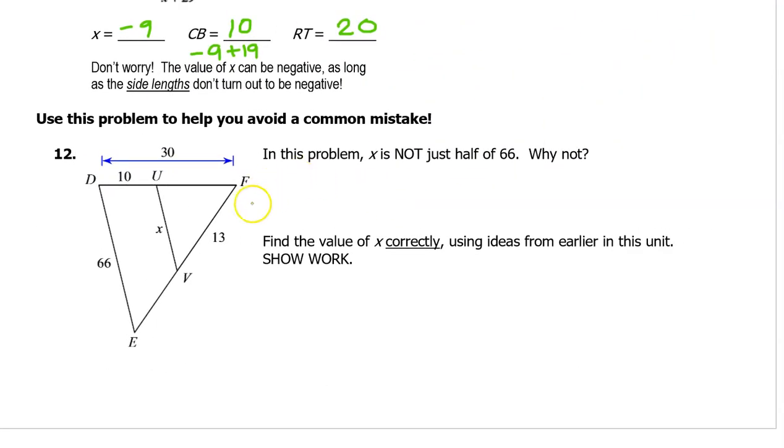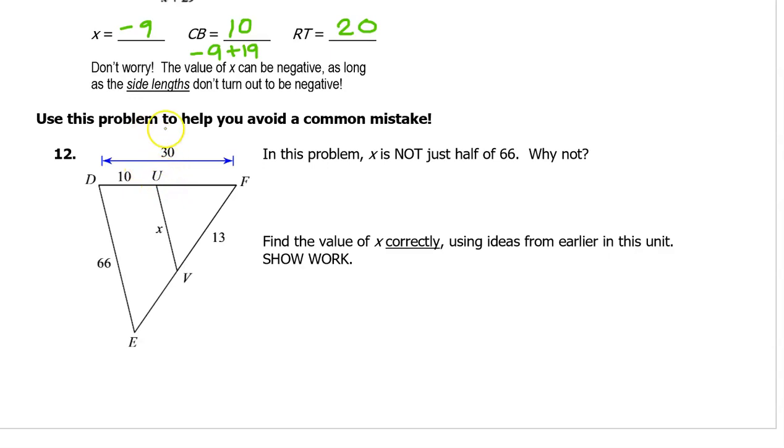All right, what about number 12? One thing we have to watch out for. These are not midsegments anymore. So we cannot use any of the information that we've been doing so far in this lesson. We need to do something different. So I'm using this problem to help you avoid a common mistake. You see how similar this is to the problems that we've been doing. So you really have to pay attention to the fact that this is not a midsegment.